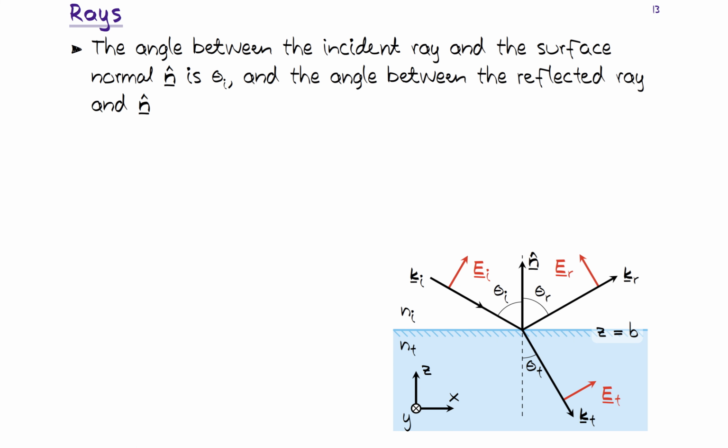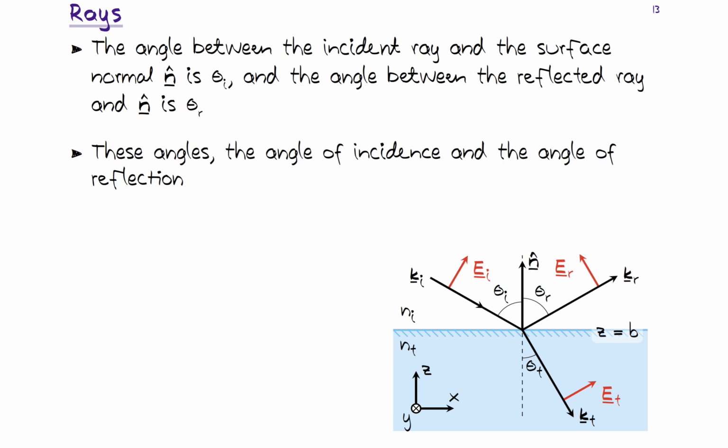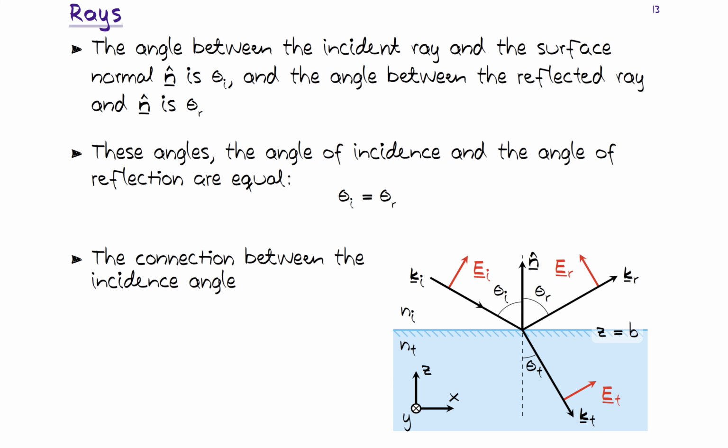The angle between the reflected ray and the surface normal is the reflection angle, denoted with theta r, and these give us already a lot of information about what happens at the interface. The angle of incidence and the angle of reflection are in fact equal, like I said, and we will show later on why this is the case. But theta I equals theta r, and this is what happens. If you don't already know this, it's really worth remembering.